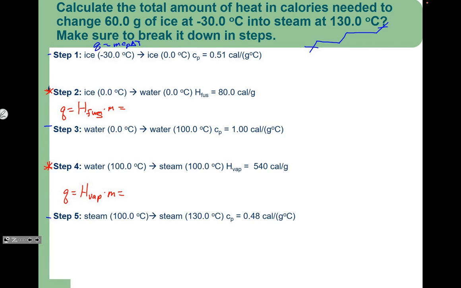What equation are we using? So for steps 1, 3, and 5, you're using Q equals mCp delta T. And for steps 2 and 4, I gave you the equation. And by the way, here's the mass right here, because they had a hard time finding it last time. So we're going from ice at negative 30 to steam at 130. You have to break it down. It's 5 steps, not just one.